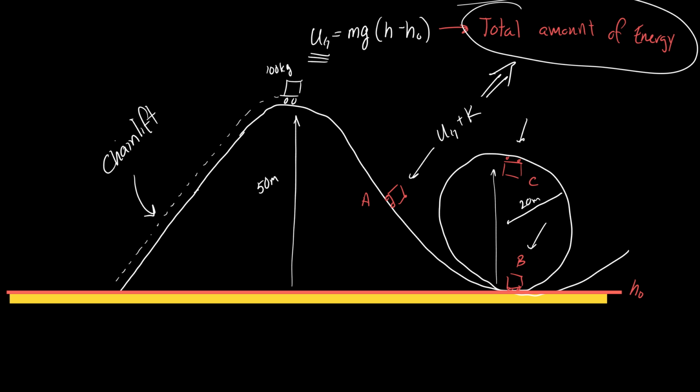Want me to say it over again? No, you all good? All right. So we're asking about how fast the cars are going at the top of the loop. Well, first, what kind of energy do they have at the top of the hill? Potential. So we start out with potential energy at the top of the hill.